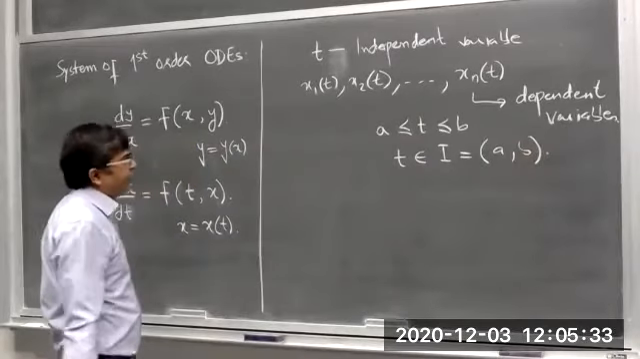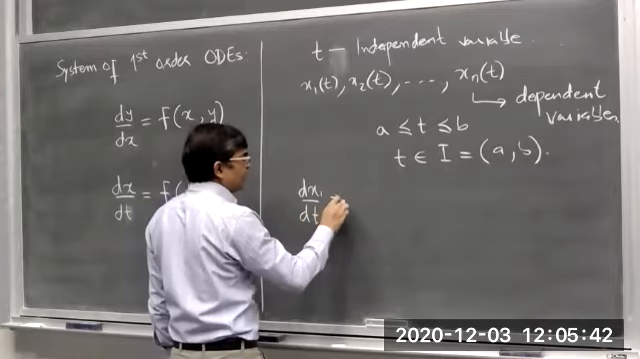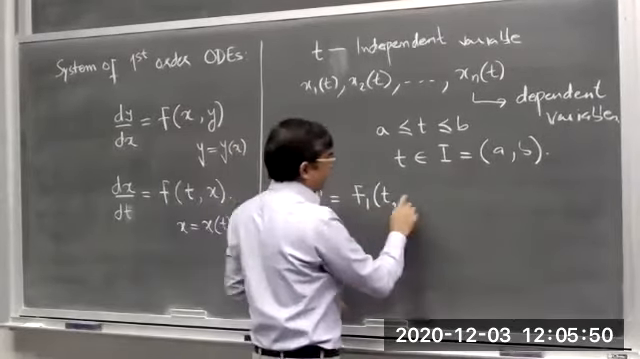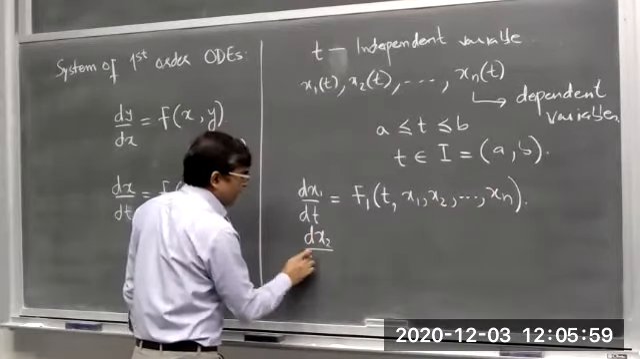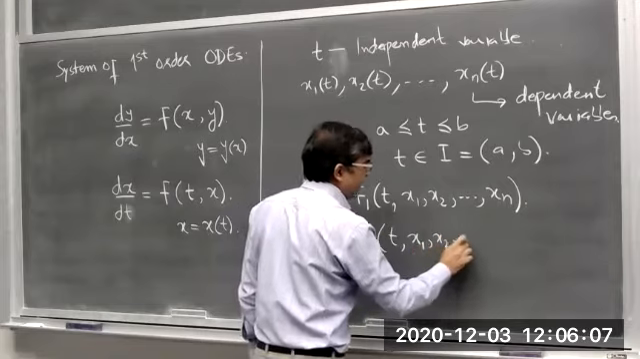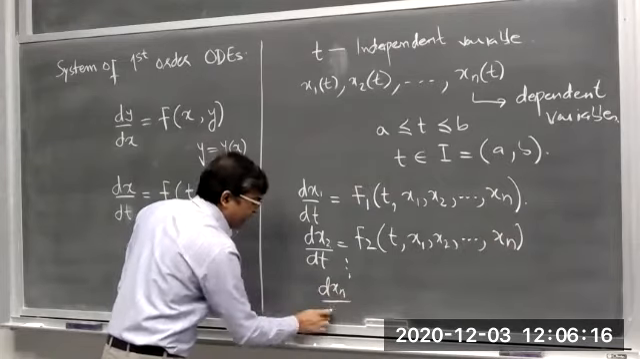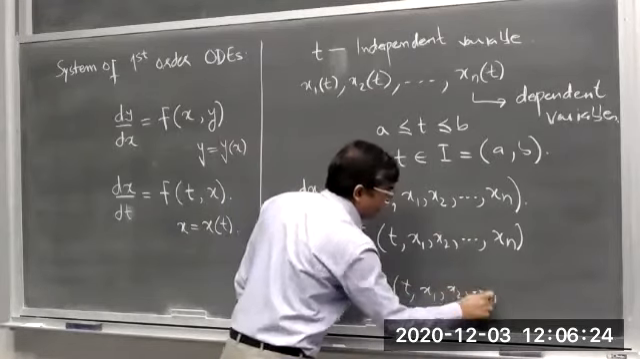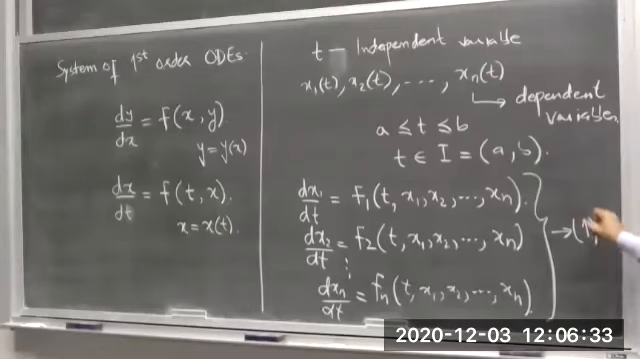Then we can define a system of first order ODEs in this form: dx1/dt is equal to some function f1 of t, the independent variable, and all the dependent variables x1, x2, and so on up to xn. Second, dx2/dt is equal to some other function f2 of the independent variable plus all the dependent variables. In general, dxn/dt is equal to some function fn of t, x1, x2, and so on up to xn. So this is how we can define a system of first order ODEs. We call this system 1.